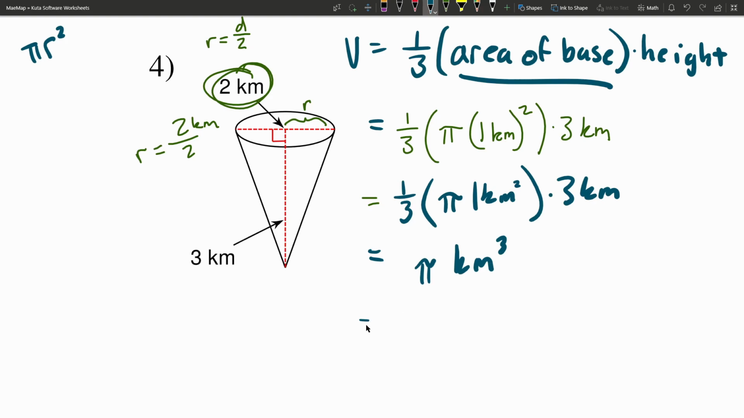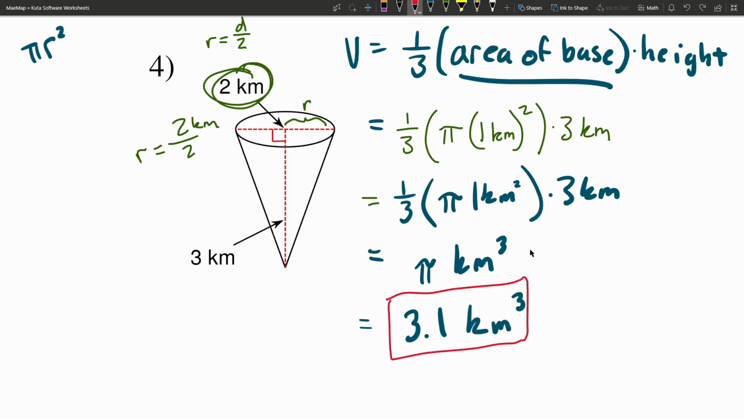However, we need to round to the nearest tenth, and pi is equal to 3.14 and so on. Taking that 4 and rounding it to the nearest tenth, that's 3.1. So our volume in number 4 is 3.1 kilometers cubed. Let's move on to number 5.